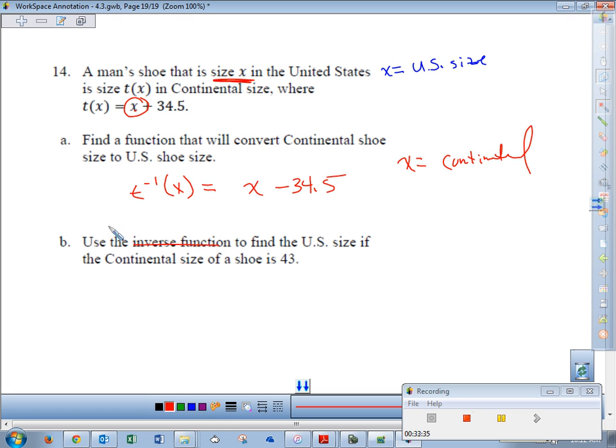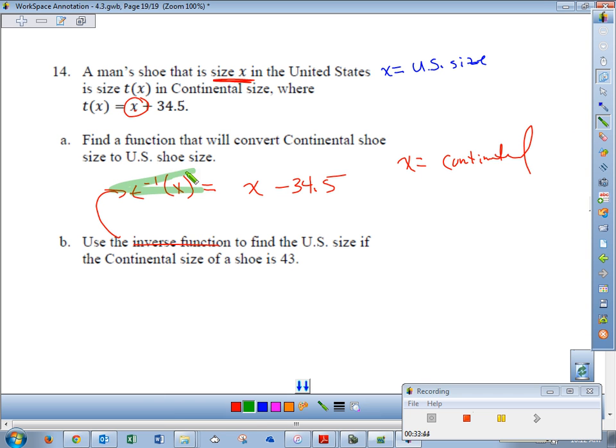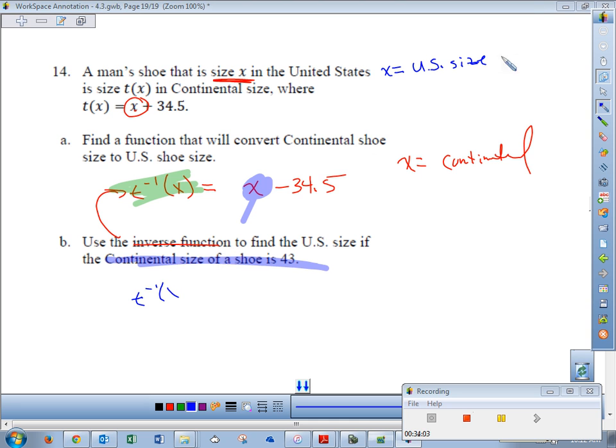It says use the inverse function, which is this guy, to find a U.S. size if the continental size is 43. Where should the 43 get subbed into? Green spot or blue spot? This is the continental shoe size. Where should it go in? Green or blue? Right? Cool. Goes in for blue, right? Continental size, that's what x stands for.